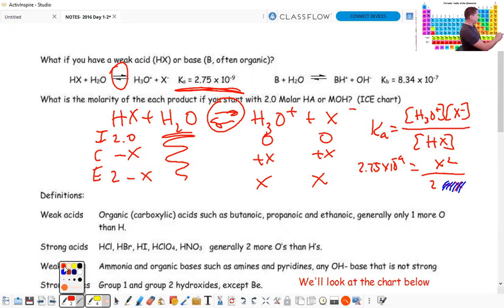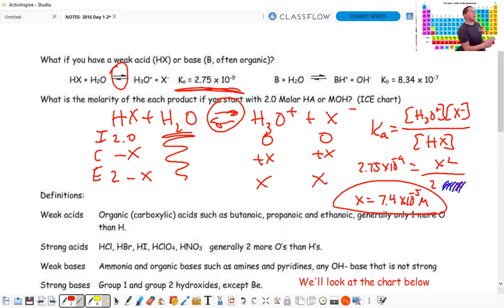All right, so let's solve this. Let me just grab my other calculator. All right, so I have 2.75 times 10 to the minus 9 times 2, and then that equals X squared, so then the square root. So X equals 7.4 times 10 to the minus 5 molar. So X is 2, and we're only producing 0.00000012347 molar. So that's all you get of H3O and H plus when it is a weak acid.